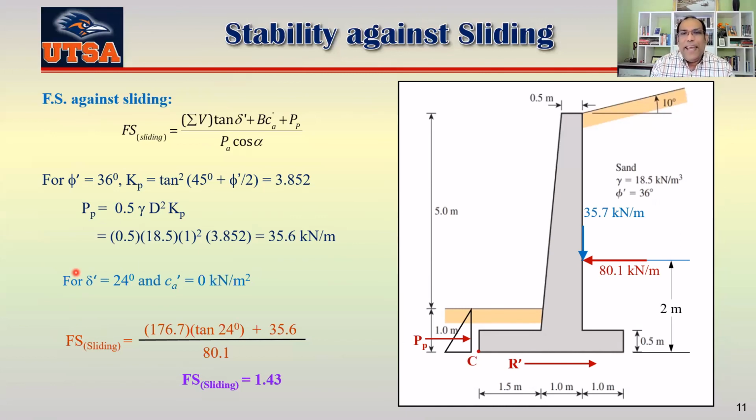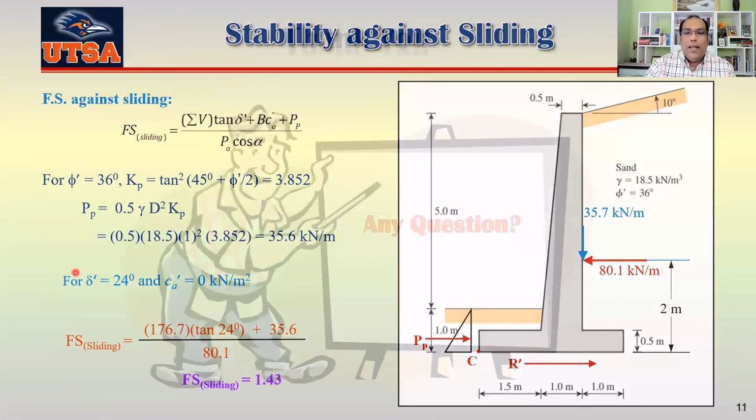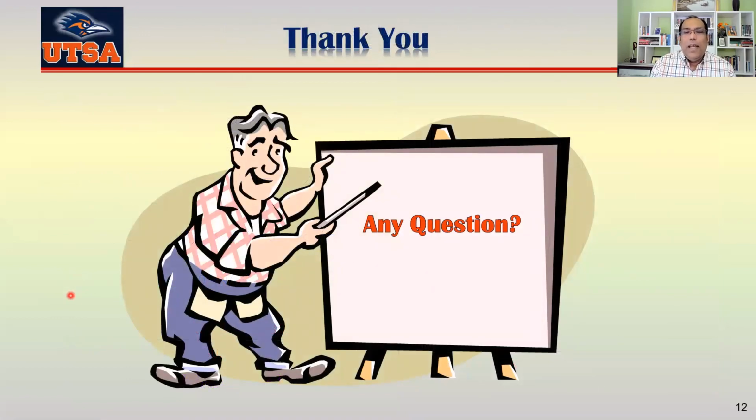In that particular case, they didn't ask you to find out the factor of safety against the bearing capacity failure, but if they ask you to do that, that's basically the same thing you did for example problem number 1. Okay, so that's basically the 2 problems here, and if you have any questions, please feel free to contact me, and thank you for watching.